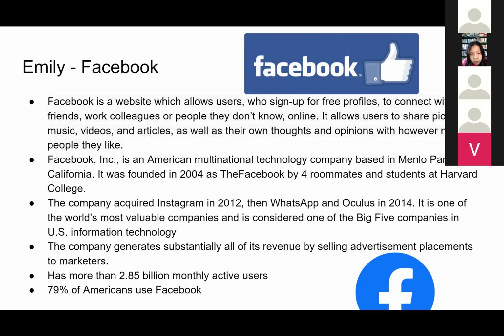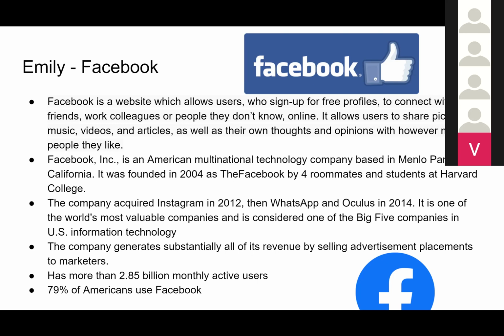So Facebook is an American multinational technology company based in Menlo Park, California. It was founded in 2004 as TheFacebook by 4 roommates and students at Harvard College. The company acquired Instagram in 2012, then WhatsApp and Oculus in 2014. It is one of the world's most valuable companies and is considered one of the big five companies in the US information technology.